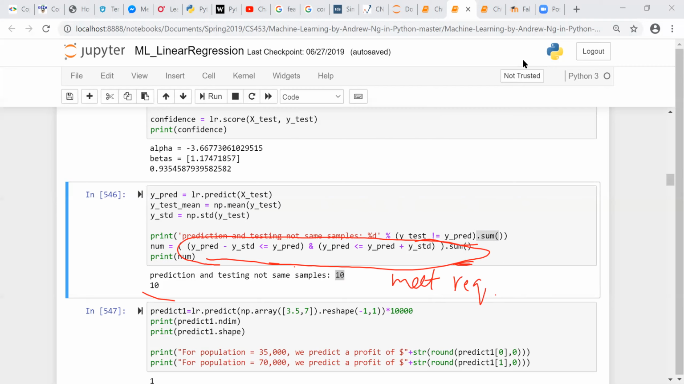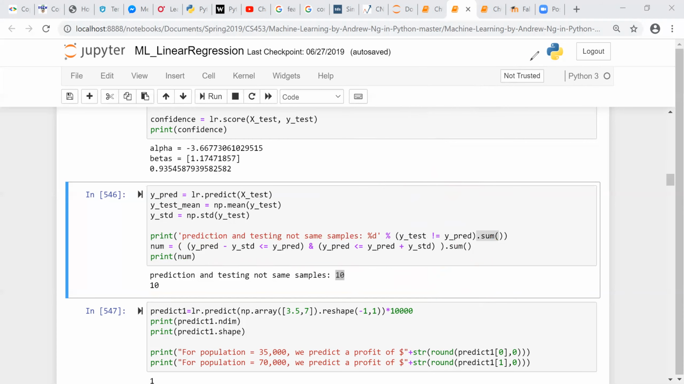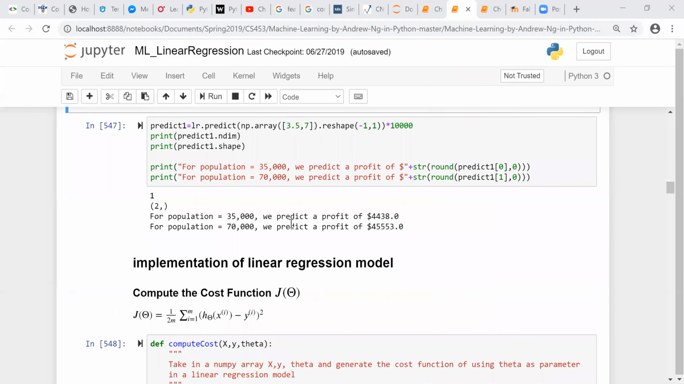Even though it's not exactly the same, if it's within this range, then that's fine, because in math you learned the normal distribution. Normally, if it's within one standard deviation, this is mu, then we say, oh, it's fine. So this means the number of its 10 examples meets that qualification. Okay, so this is regarding that.